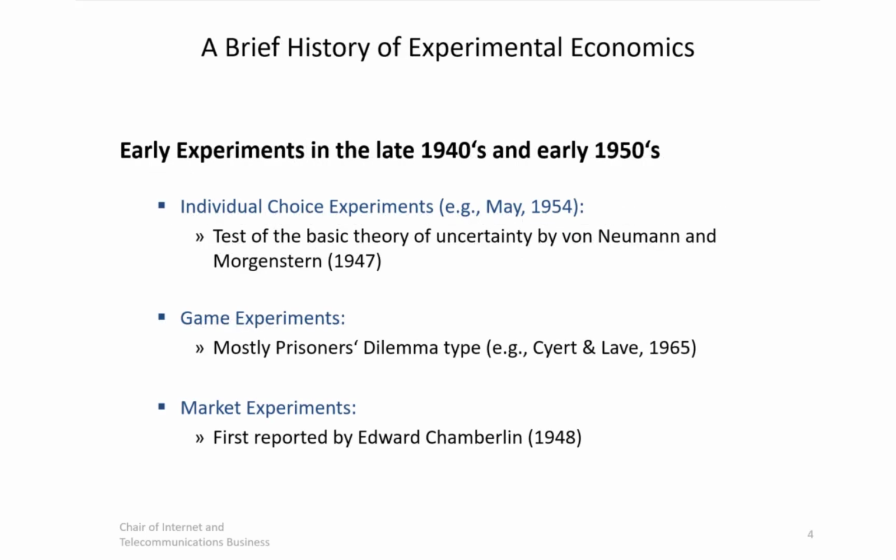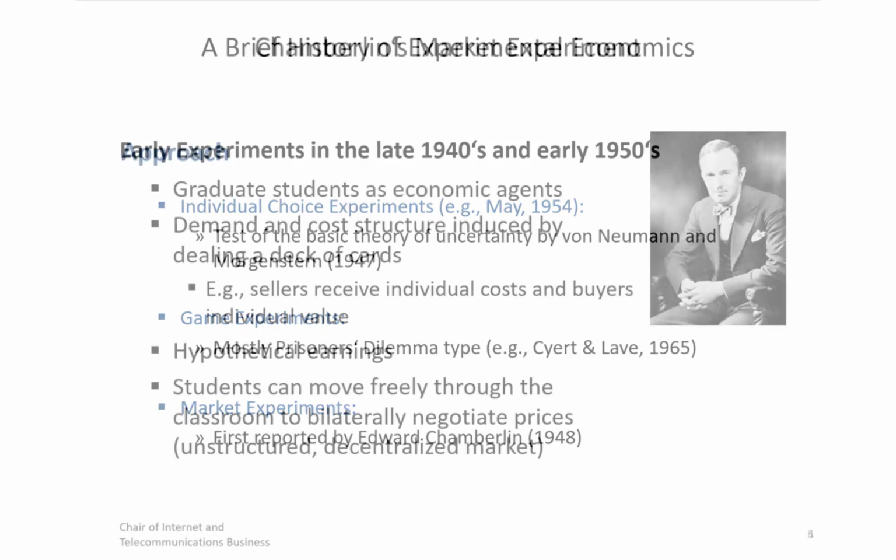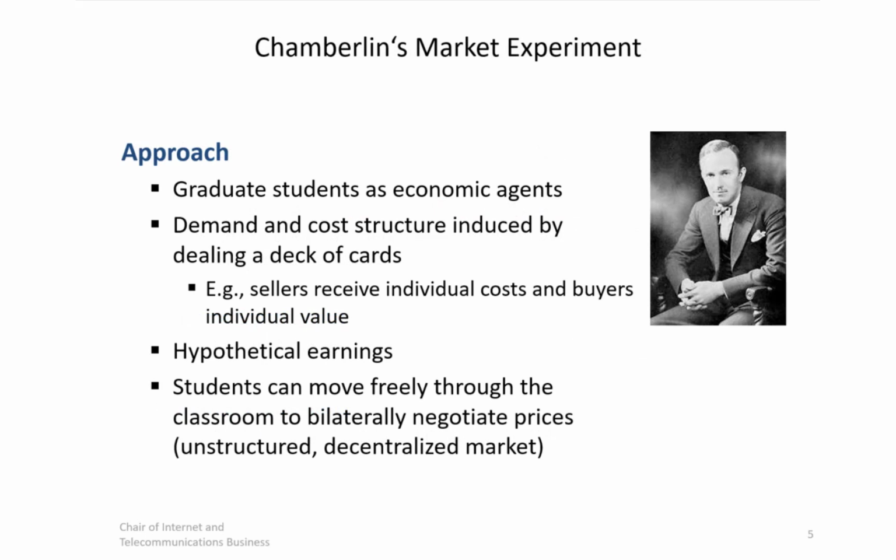Okay, let's first quickly go through a brief history of experimental economics. The early experiments happened in the 1940s and 1950s. There was an individual choice experiment by May in 1954. It tested the basic theory of uncertainty by von Neumann and Morgenstern. Next, there were also some game experiments, mostly prisoner's dilemma type, by Sayert and Love. And finally, some market experiments, which were first reported by Edward Chamberlain in 1948. So let's start with Chamberlain's market experiment.